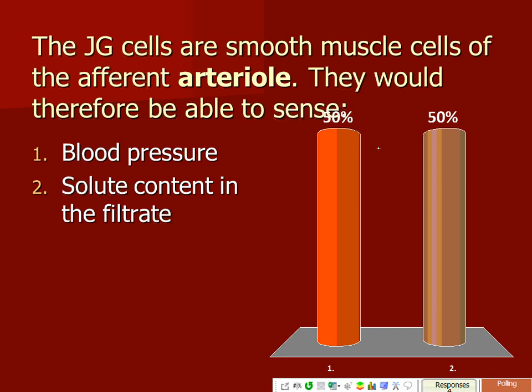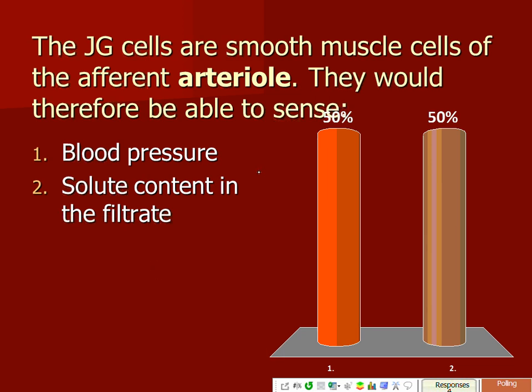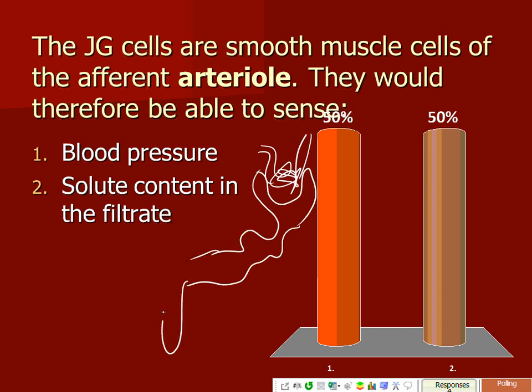So here we have the glomerulus. And here's the Bowman's capsule, which leads into the proximal tubule and, you know, so on, the loop of Henle, and comes back out like this. So blood is flowing through here, and here's where those JG cells are. So what is passing through them? Blood. So they can sense blood pressure.